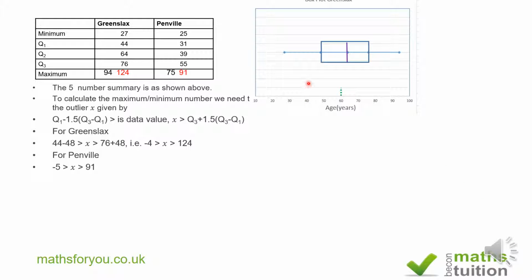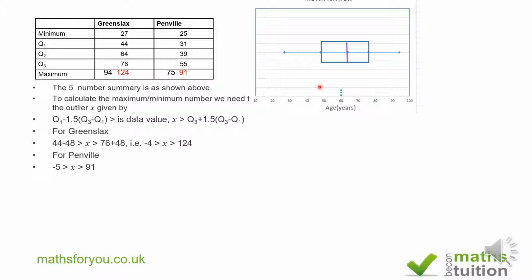So now this is the box and whisker diagram for green slacks. Note here we've got 27, which is our minimum value. We've got 44, which is our Q1 or the lower quartile. We've got 64, which is our median value Q2, and we've got Q3, which is 76, and again we've got the maximum value of 94. So all the people surveyed in green slacks fall within the boundaries of the outliers. So that's okay.